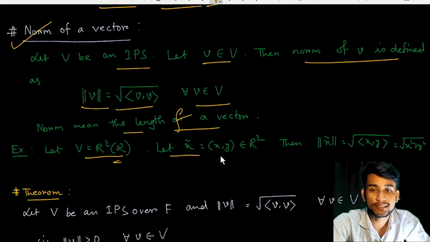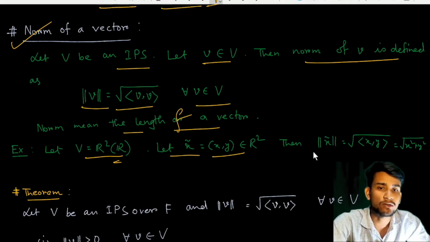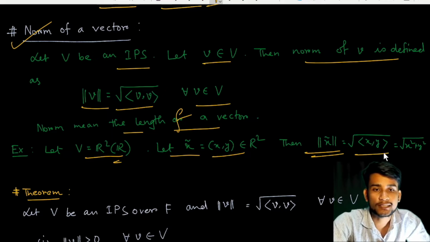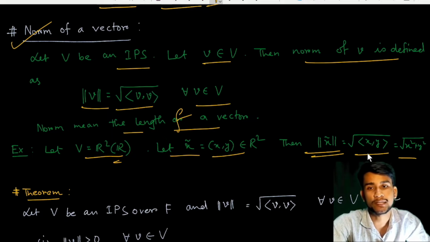Let the vector x = (x, y) belong to R2. Then the norm of the vector x is equal to the root of the inner product of x with itself, which is simply the root of x square plus y square. We all know the length of the vector formula, so this is simply the formula for the length of a vector.